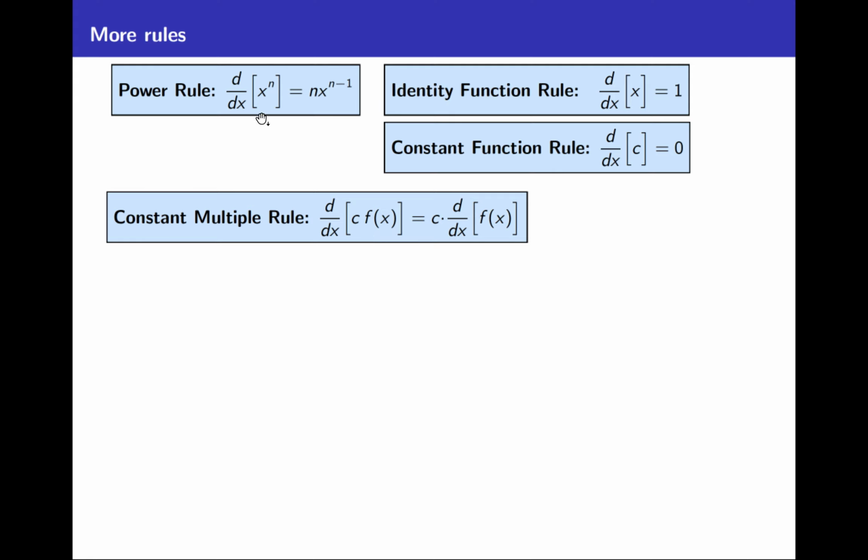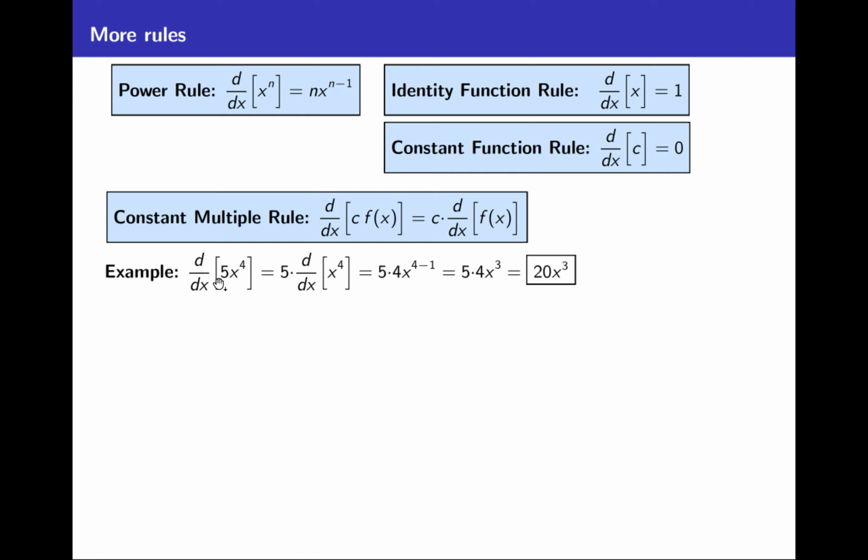Used in conjunction with the power rule, this constant multiple rule allows us to find a lot of different derivatives. For example, think about d dx of 5 times x to the 4. The constant multiple rule tells us that this 5 can come out of the d dx. We get 5 times d dx of x to the 4th, and the derivative of x to the 4th is 4x to the power of 4 minus 1, by the power rule. We get 5 times 4x cubed, or just 20x cubed.